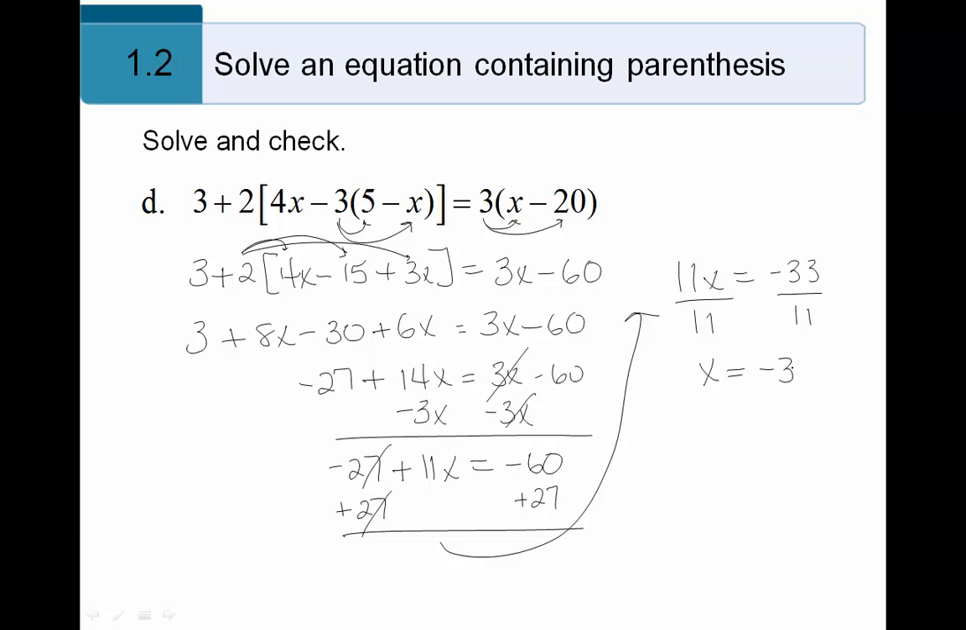Alright, so for the purposes of outlining the four-step process, step 1 was get rid of grouping symbols, combine like terms. That occurred here. Step 2 was to get the variables on one side, the numbers on the other, steps 2 and 3. That happened here and here. And then step 4 was to remove the coefficient, which occurred here.